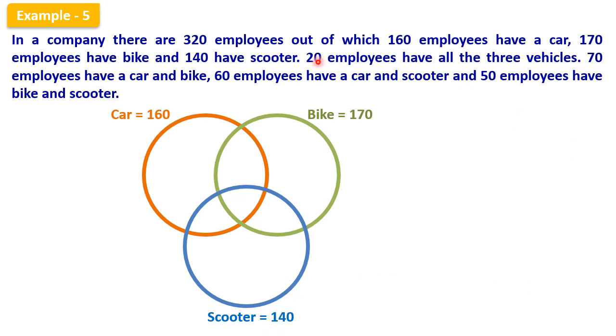Now it is further said that 20 employees have all the three vehicles. So where we will write 20? Obviously in the center, the complete intersection of all three circles.